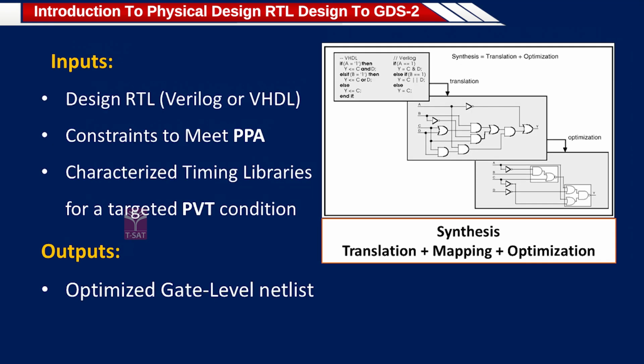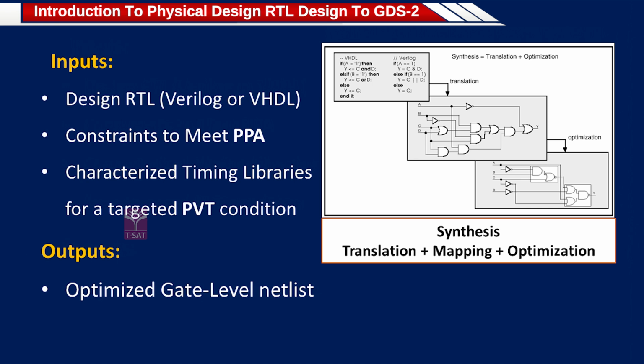The inputs for logic synthesis are the design RTL, Verilog or VHDL, and constraints. The next input is the constraints. What are these constraints? Every ASIC, every chip is targeted for a performance, meaning everyone wants to run at a certain frequency. And the other two parameters are power and area.